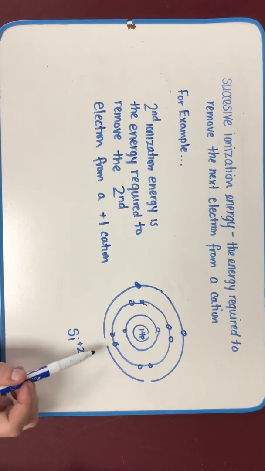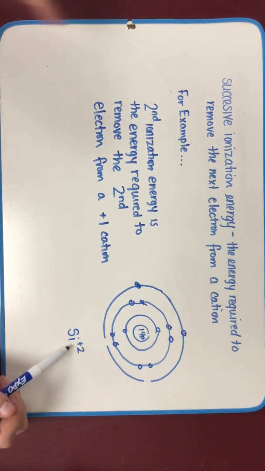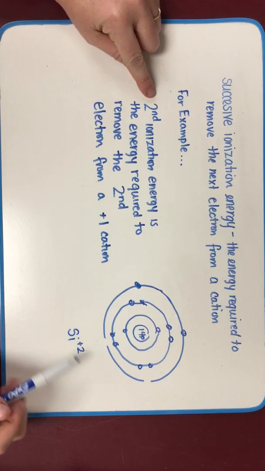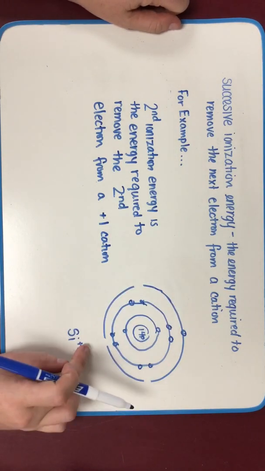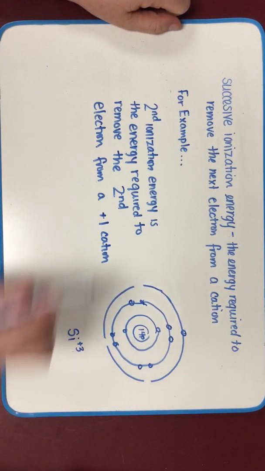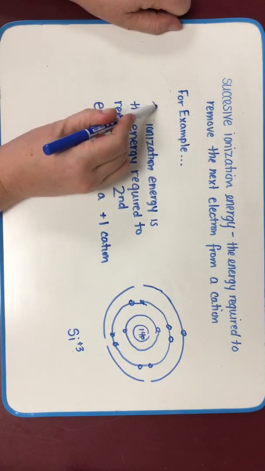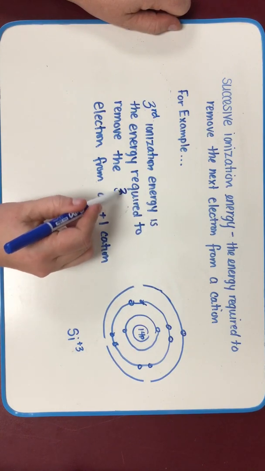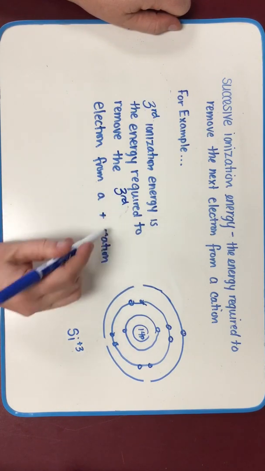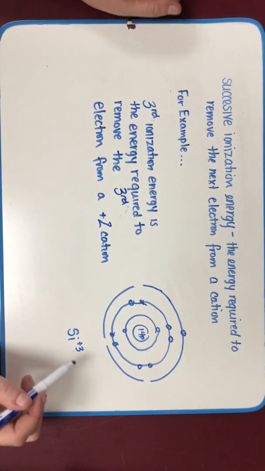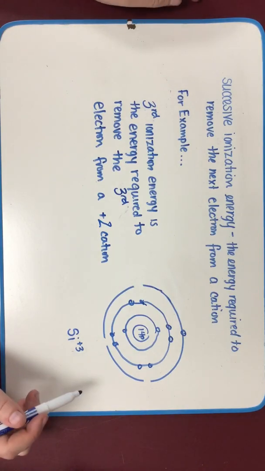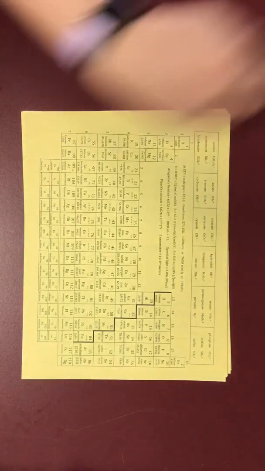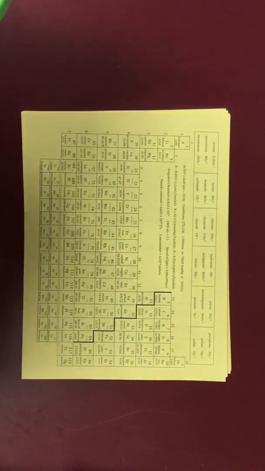Instead of comparing the amount of energy to create silicon +2, the second ionization energy, with the amount of energy to create silicon +3, which by the way would be called the third ionization energy because we took the third electron away from something that was already +2, instead of comparing each of these for silicon, we're going to be comparing the ionization energies for different elements within the same period though.